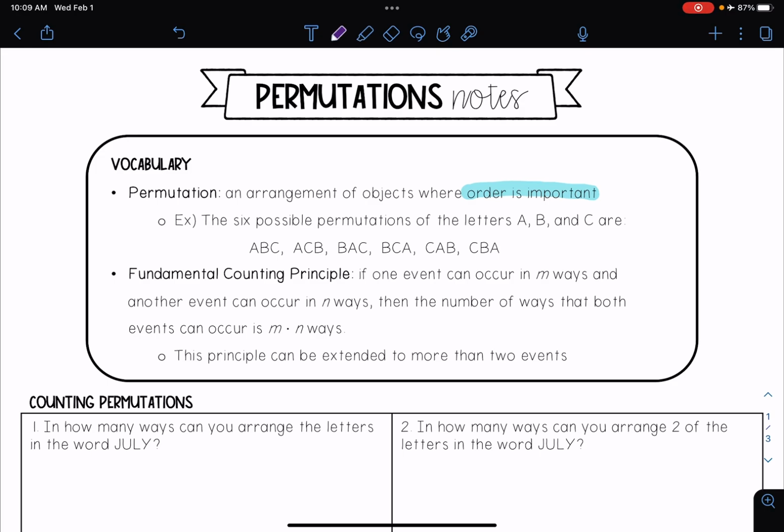And so, for example, we can say the 6 possible permutations of the letters A, B, and C are ABC, ACB, BAC, BCA, CAB, CBA. It's basically all of the possible arrangements I can do of the letters A, B, and C.